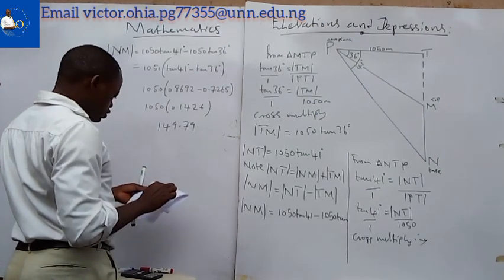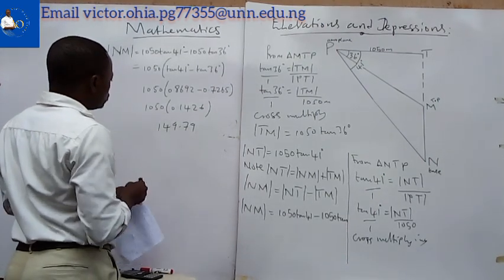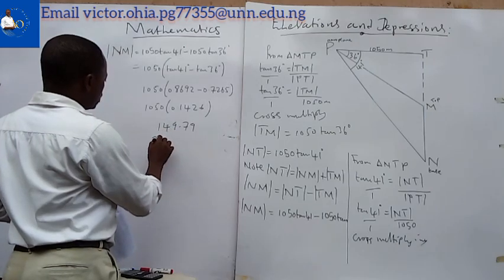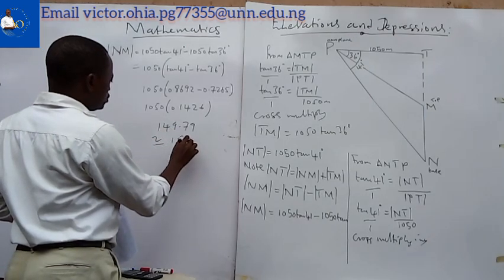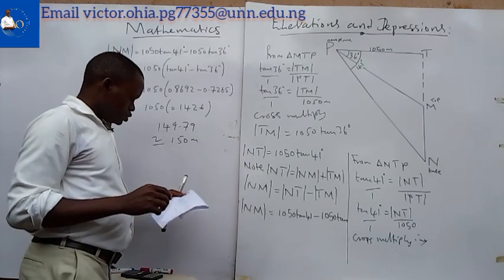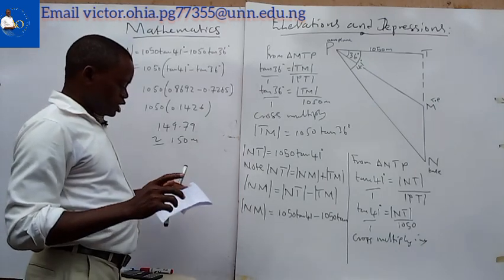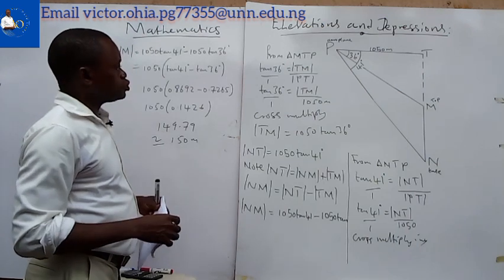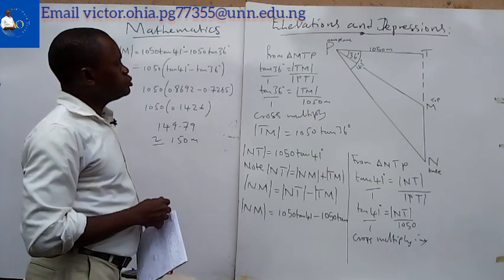Calculate, correct to the nearest meter. So that means this, to the nearest meter, is approximately 150 meters. Do we get that? So the second question is the shortest distance between the aeroplane and the base of the control tower.